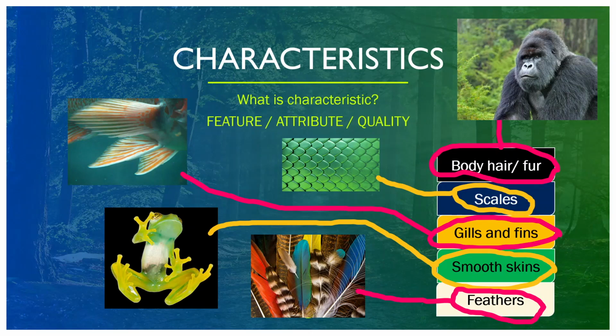That is the scales, and then gills and fins, which are normally on the fish. And then, do they have smooth skin like the frog there? Smooth and moist skin, okay, and also feathers. There are colorful feathers there. Okay, let's go to the next.